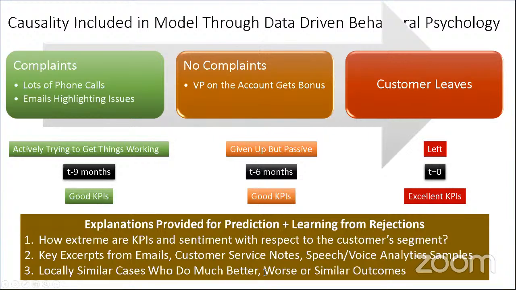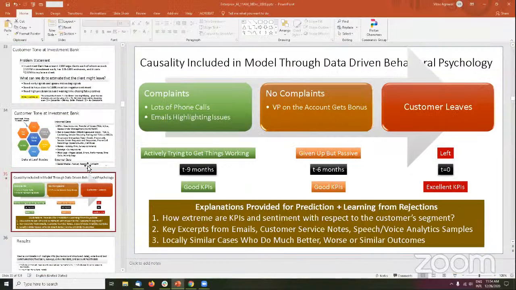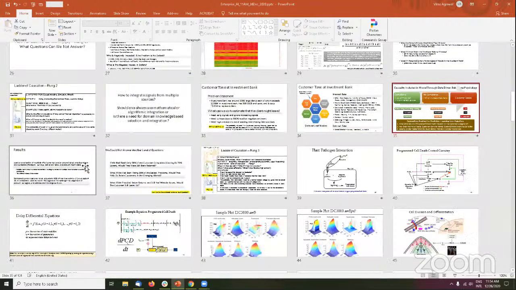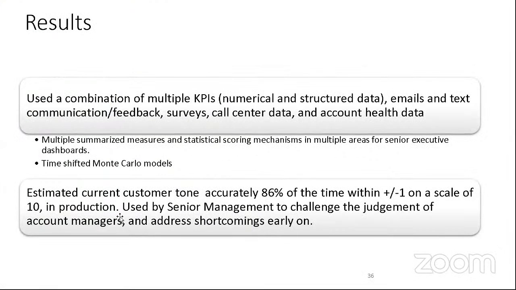Now, I wish I could show you the emails, but I will not, given we have lost some time in doing this. So we'll go through this and say the results were: we were able to estimate the customer tone accurately 86% of the time in production. This was used by senior management to challenge the judgment of account managers and address shortcomings early on, and it stopped many people's bonuses. That was the highlight for that customer.